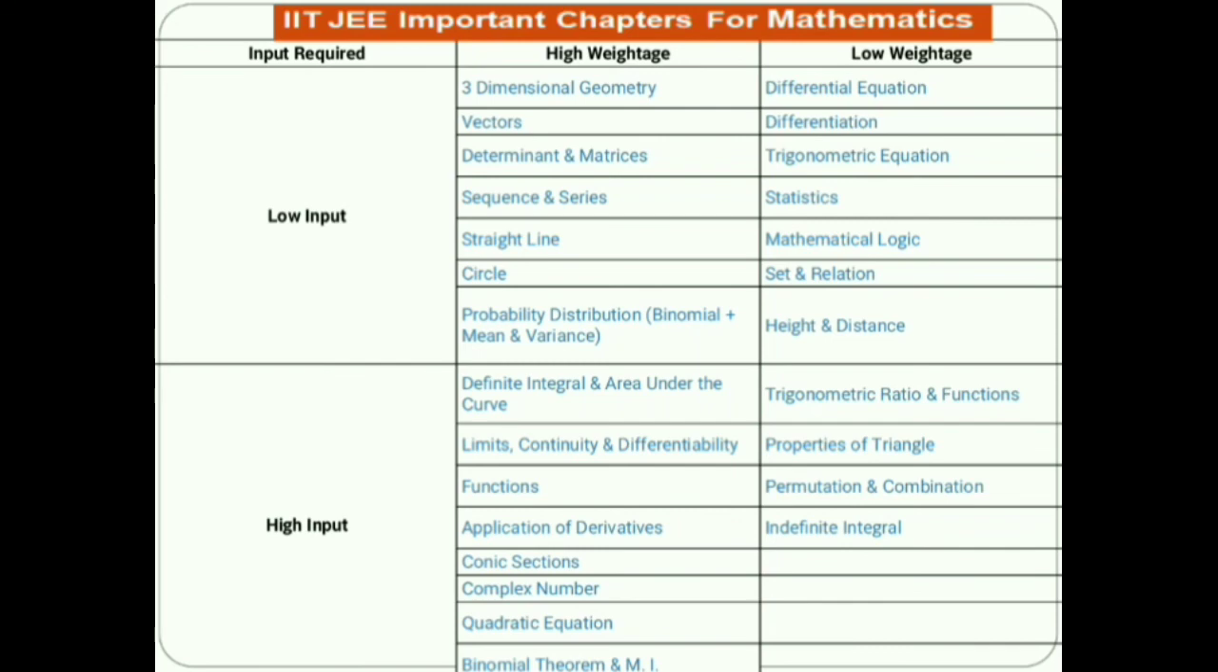Now the least priority, high input as well as low output. These chapters are trigonometric ratios and functions, properties of triangles, permutation combination, and indefinite integral. So guys, here are all the topics which we have covered. I suggest you go with high weightage first with low input, then low input low weightage, then high input high weightage, then high input and low weightage. Considering all these 4 steps, I hope you will get good marks.